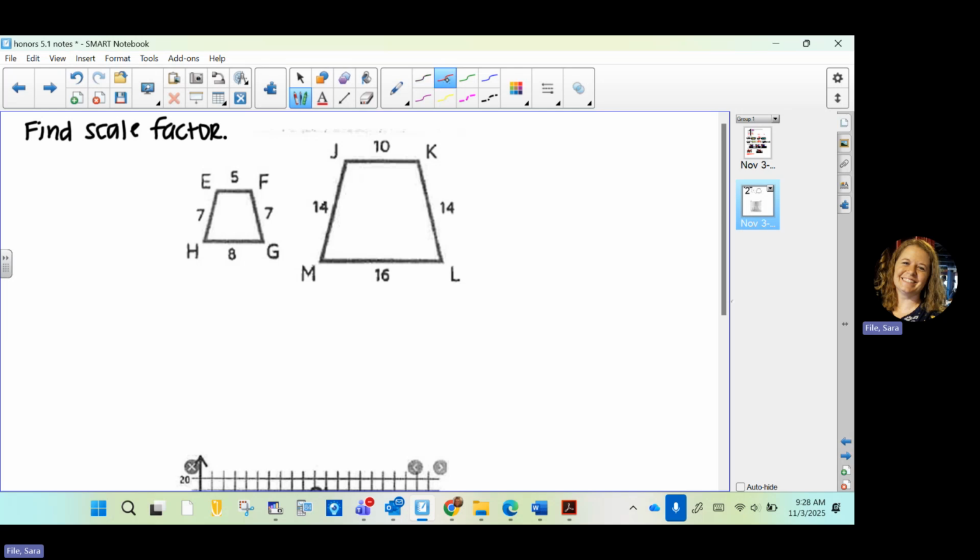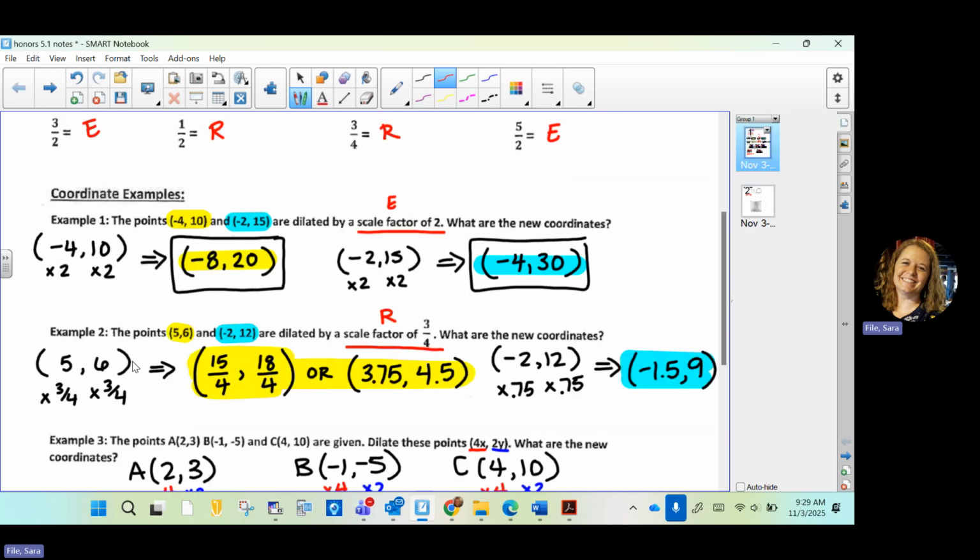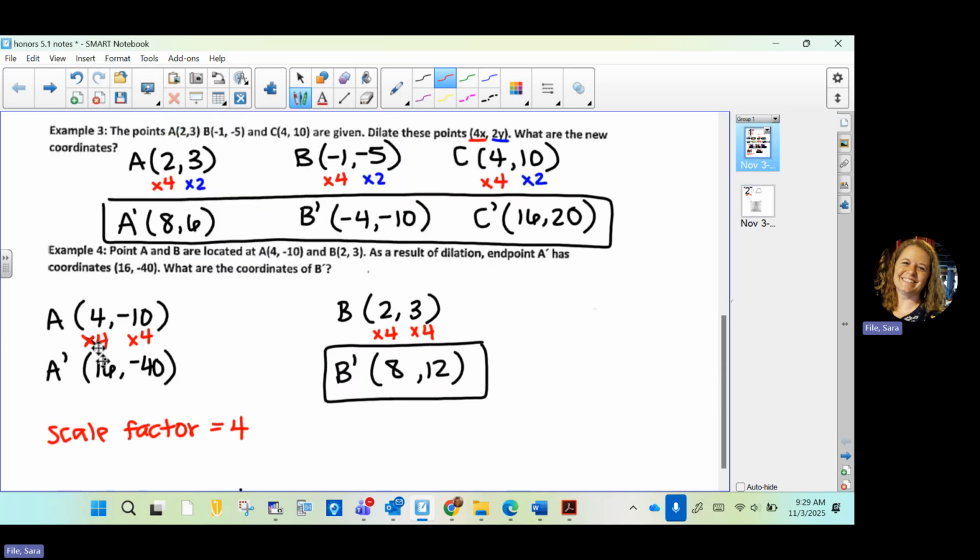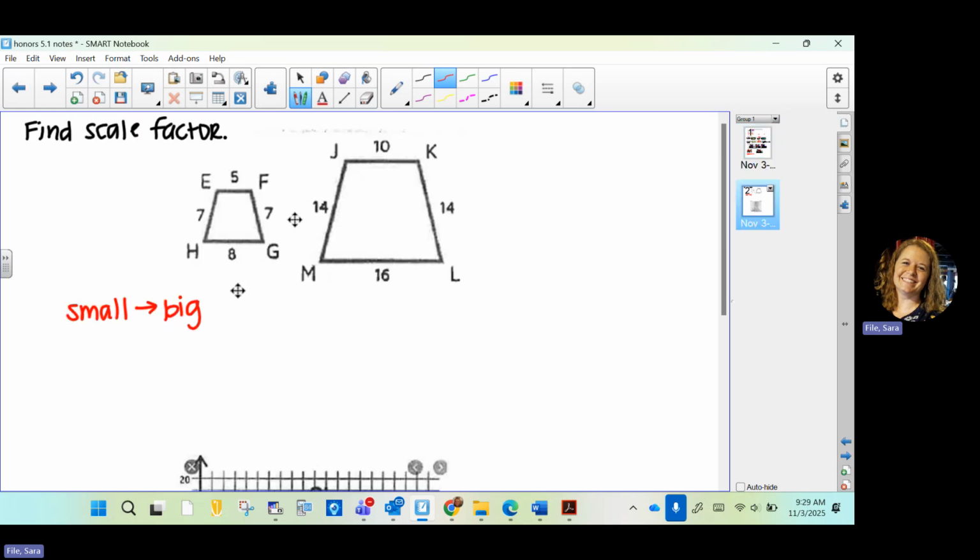So let's do small to big. Okay, we have to identify the scale factor. And so like I just said, when we had the point on this last one, I said when you're trying to identify the scale factor, if you're going backward, you divide because that's the opposite of multiply. So if I'm trying to figure out the scale factor from the small to the big, I actually need to do the big divided by the small, right? Okay, so this would be big divided by small.